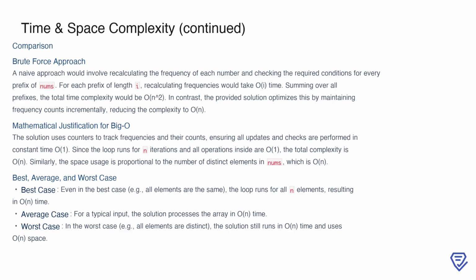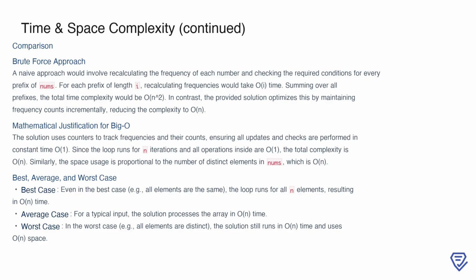To highlight the efficiency of this solution, it's useful to compare it with a brute force approach. A naive method might involve recalculating the frequency of each number and validating the conditions for every prefix of the array. For a prefix of length i, recalculating frequencies would take i time, and summing this over all prefixes results in an n squared time complexity. In contrast, the optimized solution avoids recalculations by maintaining frequency counts incrementally, reducing the complexity to n. This improvement is mathematically justified since all updates and checks within the loop operate in O(1) time, and the loop runs for n iterations, leading to an overall complexity of n.